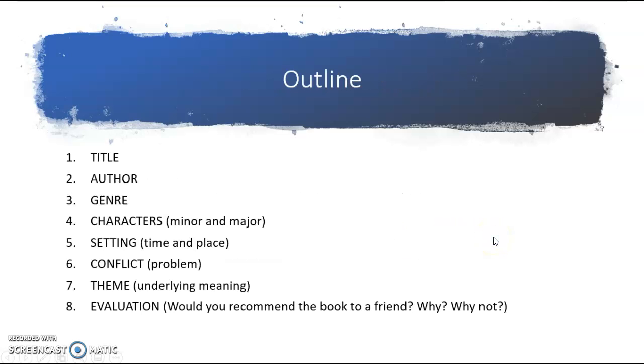Here I provided a quick outline, very simplified, with just 8 ideas. And these are going to be the basic building blocks for either of the assignments. I want you to make sure you include the title, author, genre, characters, setting, the conflict, the theme, and then at the end, your evaluation, whether or not you would recommend this book or not. And it's okay if you don't want to recommend this book to a friend.